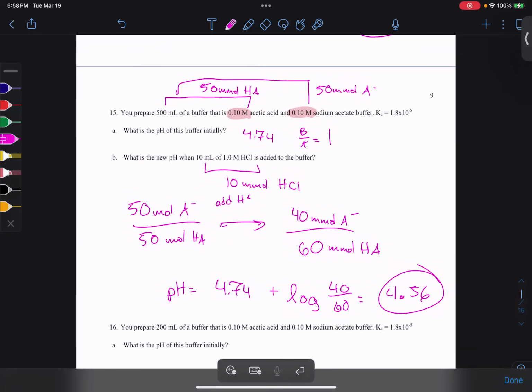All right, okay, so best of luck on everything. If you still have questions on some of the problems, I suggest looking at the key.